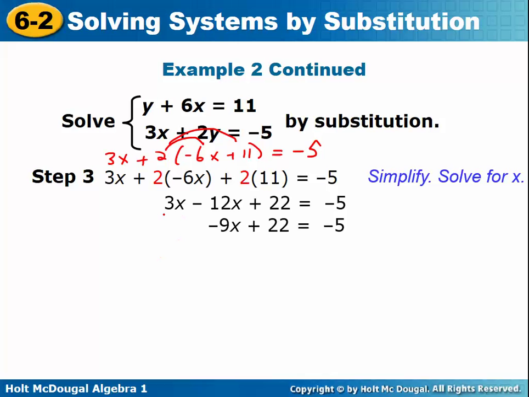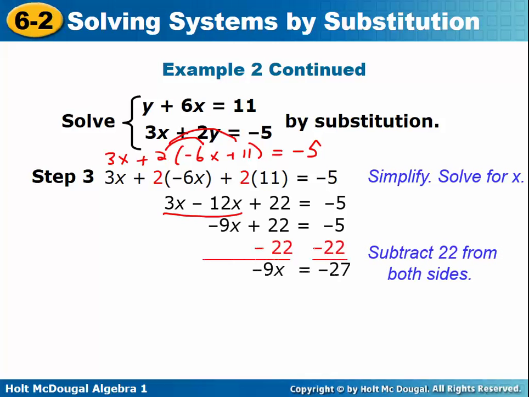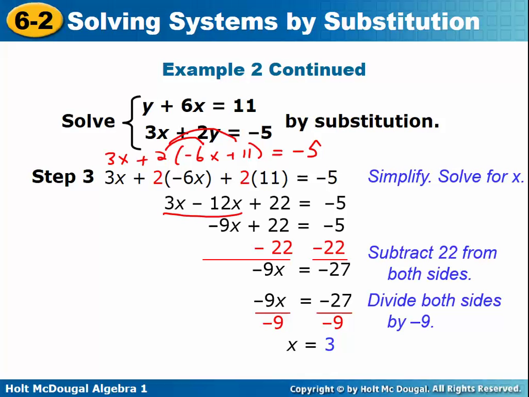Combine your like terms. 3x minus 12x is negative 9x. And then we subtract 22 from both sides. We get negative 9x equals negative 27. Divide both sides by negative 9. This is a good review of solving equations. And we get x equals 3. So finally, this one took a little while, but we finally have our value of our first variable, that's x equals 3.